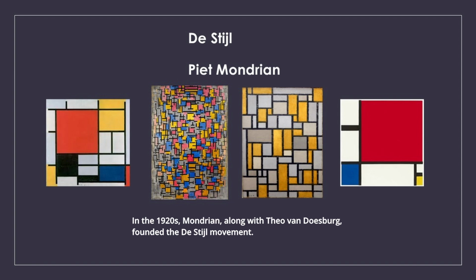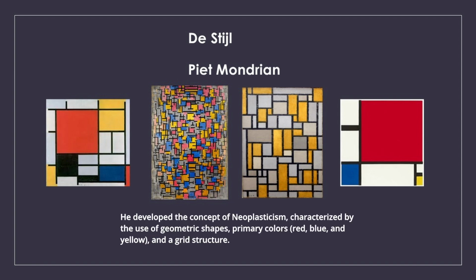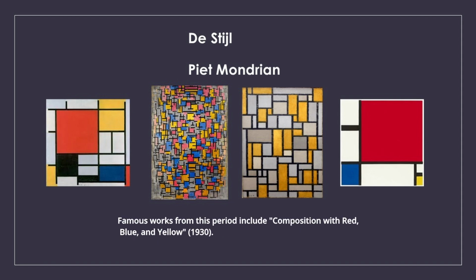In the 1920s, Mondrian, along with Theo van Doesburg, founded the De Stijl movement. He developed the concept of neoplasticism, characterized by the use of geometric shapes, primary colors (red, blue, and yellow), and a grid structure. Famous works from this period include Composition with Red, Blue, and Yellow.